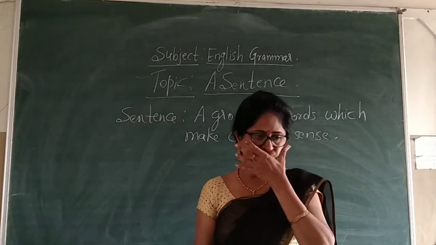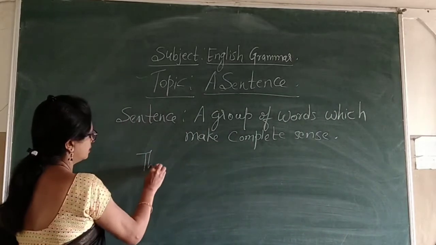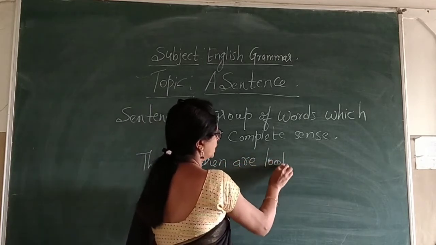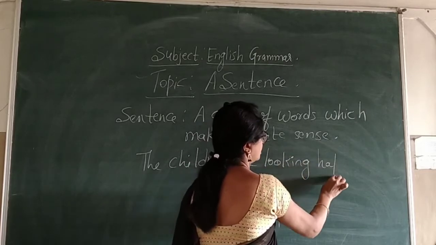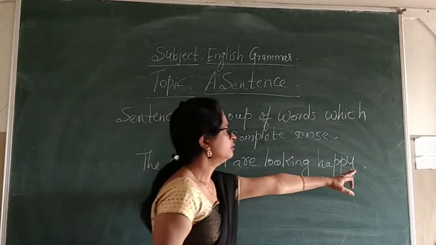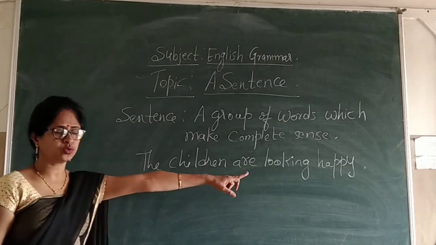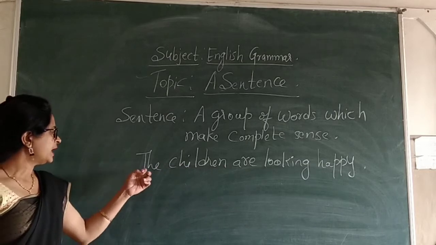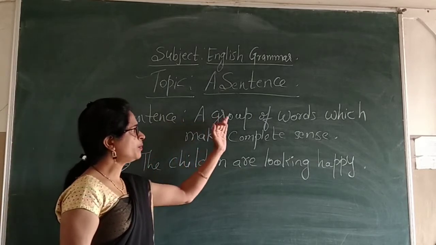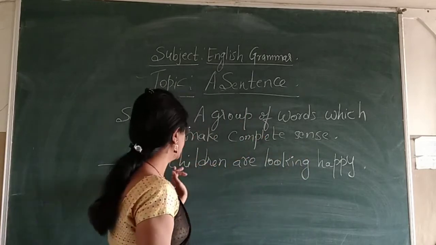Suppose I say, the children are looking happy. So this is the example. The children are looking happy. Now, at last what did I put? I have put a full stop here because the sentence is a simple sentence. That is why at last I have put the full stop. And I started the sentence with a capital letter. Okay, so a group of words which makes complete sense is known as a sentence.